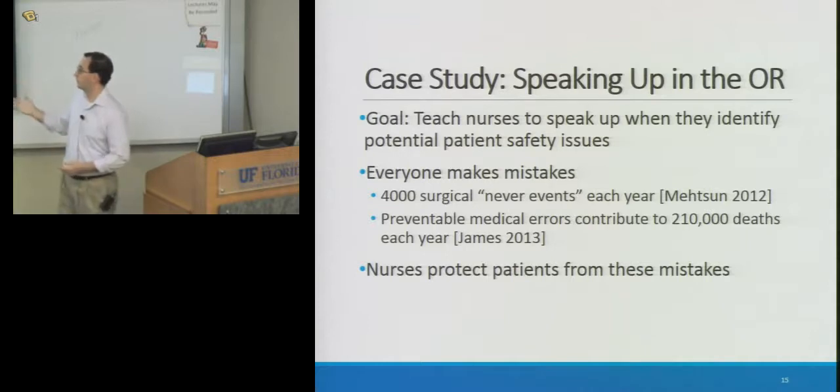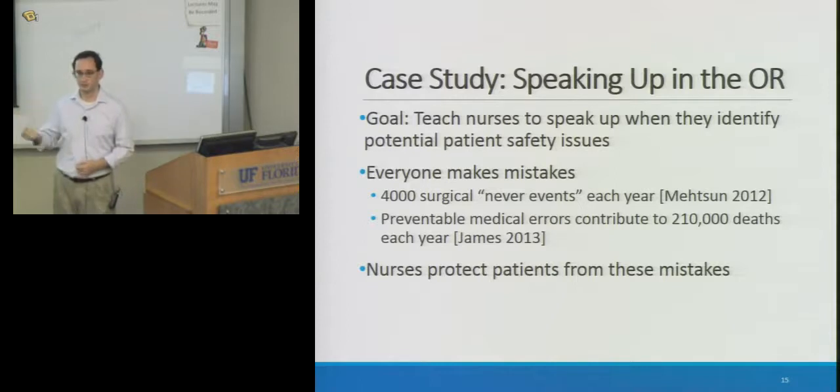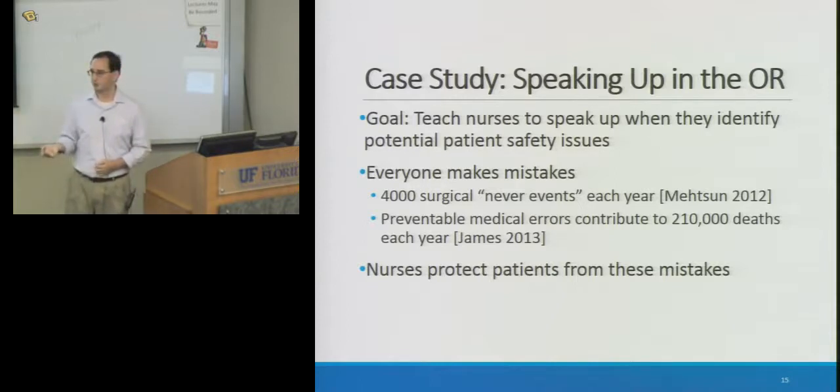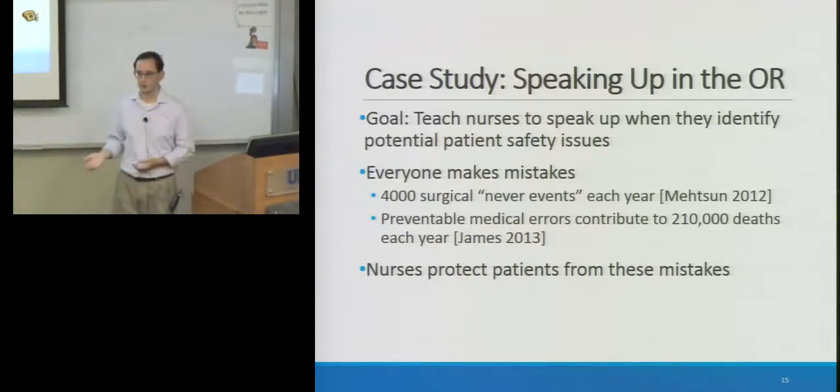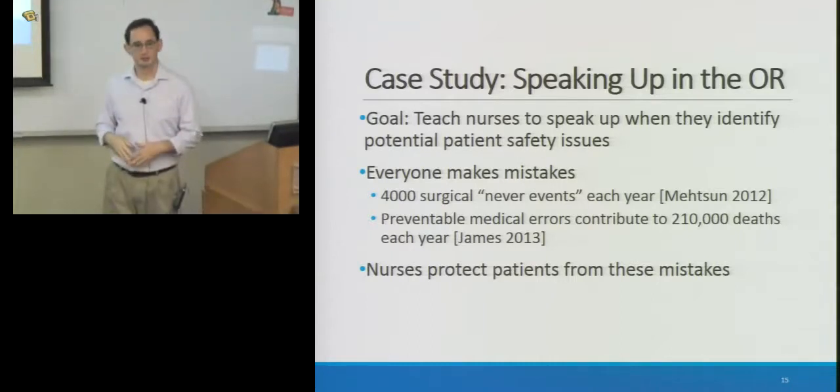And research has definitely indicated that errors are still ongoing because people are human and they make mistakes. Two studies in particular recently have identified that up to 4,000 never events occur during surgery each year. These are things like wrong site surgery or an object being left inside of a patient. Other researchers have shown that preventable medical errors contribute up to 200,000 deaths each year. And the focus of this particular exercise was to give nurses experience identifying patient safety errors and responding to them, speaking up about them to try and prevent them.